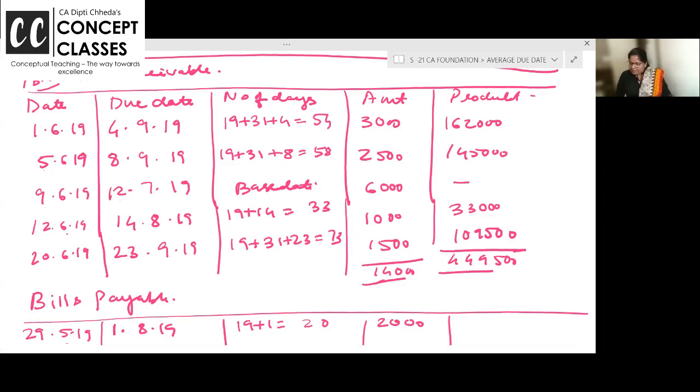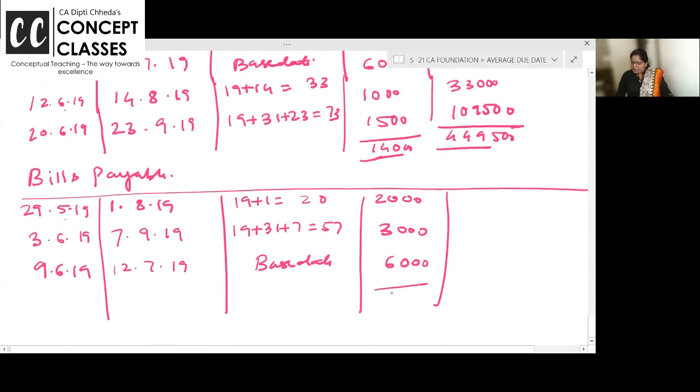Take due date same and now get the product. Total of amount 12,000 and product का total we will calculate. कितना आ रहा है? Product total: 20 into 2,000, 40,000, 57 into 3,000, 171, and last one is 0. So total is coming to 211.